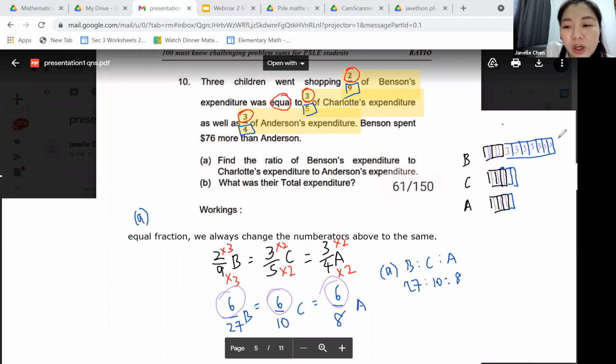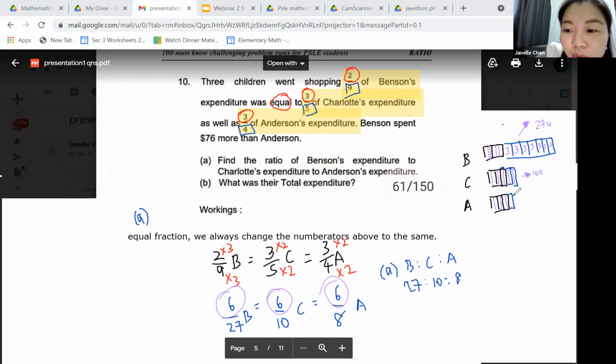So that's the reason why I do not encourage doing a model for such questions. Because if you understand equal fractions, what you need to do is just to change the numerator to the same, as what I have done in 2 steps. Whereas for this model method that I'm using to explain, you'll be chopping non-stop. Because if you do not write the 3 units inside here, you have to cut this into 27 units. And this one after cutting will be 10 units.